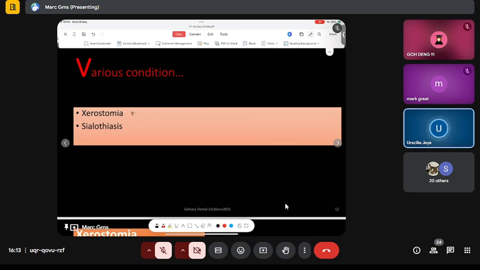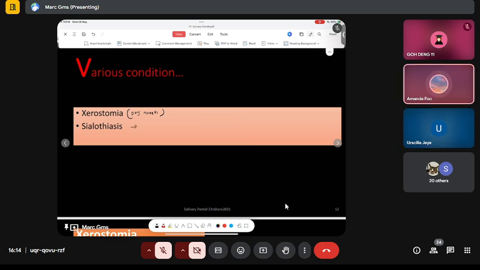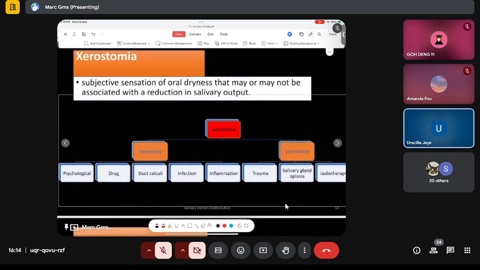Various conditions, the first will be xerostomia. Can anyone tell me what xerostomia is? Dry mouth, yes. And what's silolithiasis? Salivary stone, okay, good. Next. So xerostomia is a subjective sensation of oral dryness. Basically, it's dryness that may or may not be associated with reduction of salivary output. It can be temporary or permanent.